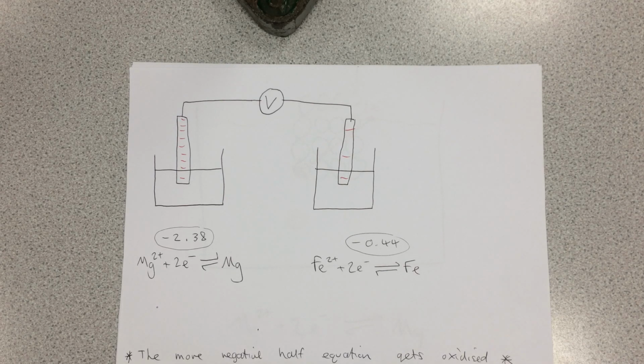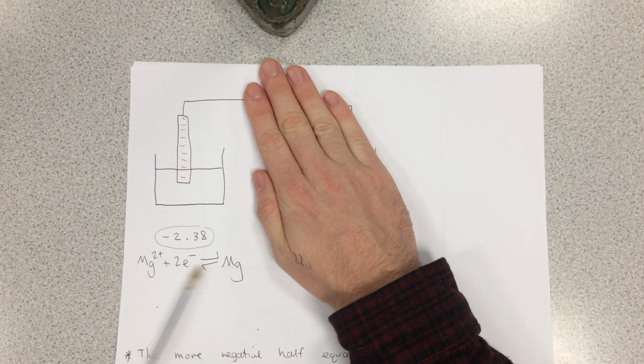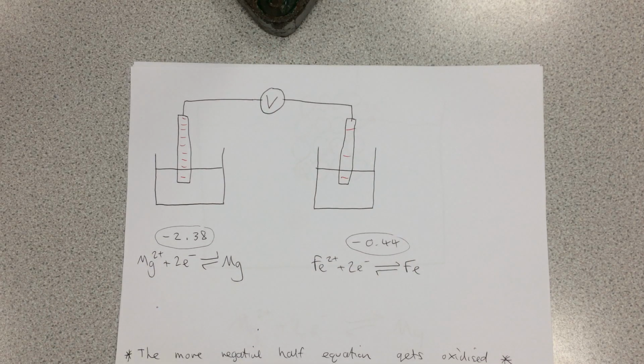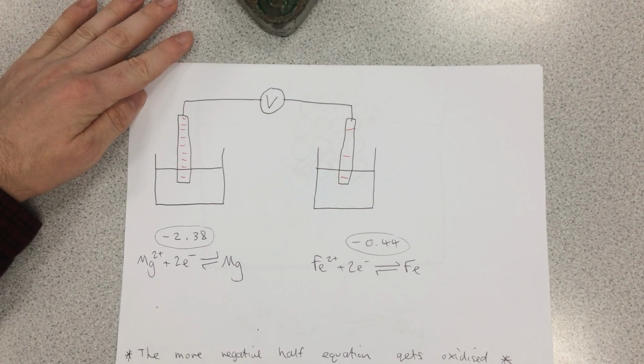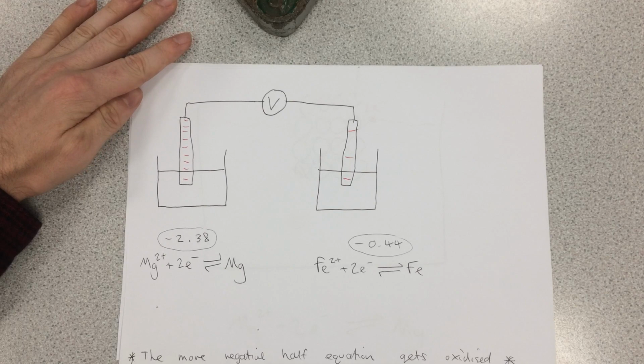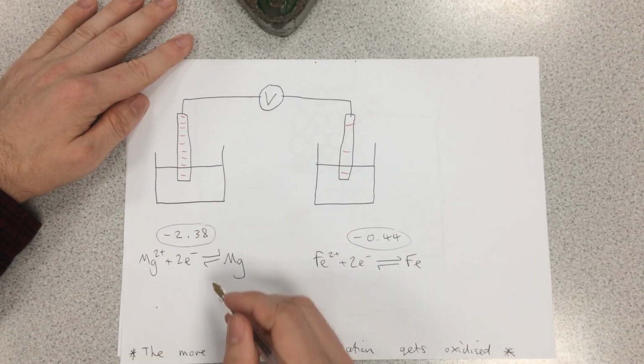And so what's going to happen, and this is where this sentence at the bottom comes in, if you remember anything from this video, remember this, the rule is the more negative half equation gets oxidized. So when it was on its own, we had both oxidation and reduction happening. When we connect it to a second half cell to make a cell, the more negative of the 2 will be oxidized. And so if we look between these 2, we can see that this is the more negative.